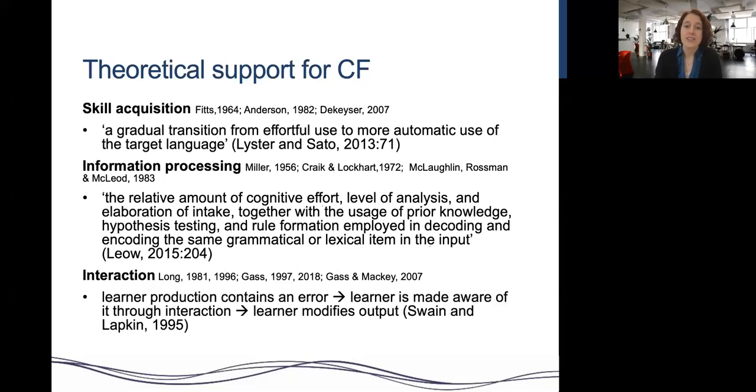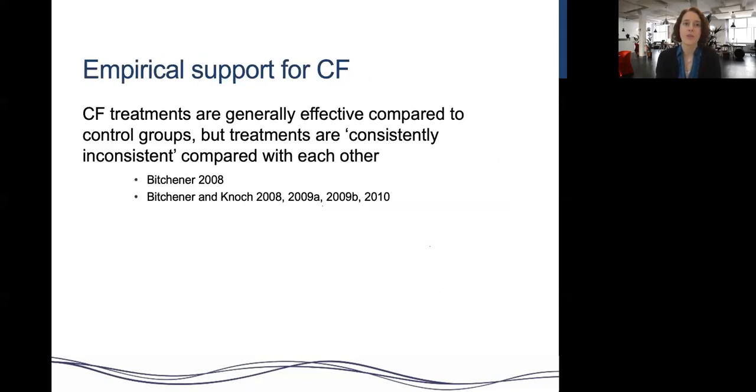And then, of course, there's the interaction framework. So the learner produces an utterance or a piece of text that contains an error, is made aware of that error through some form of interaction. It could be oral or written feedback from the teacher, and the learner then modifies that output. So we can see theoretically, we have that framework for support for corrective feedback.